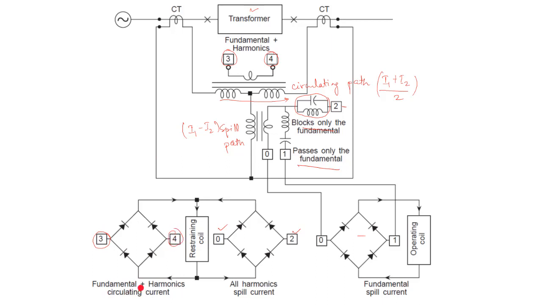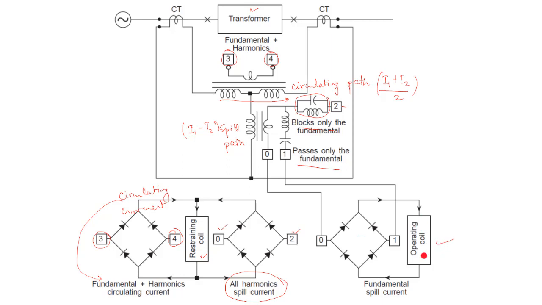So, this is your circulating current, which is in fact a combination of both fundamental plus harmonic circulating current, and this is all the harmonic content of the spill current, which is 0 and 2 marked. So, 0 and 2 is fed here, only the harmonic content from the spill current, and it is fed to the restraining coil.